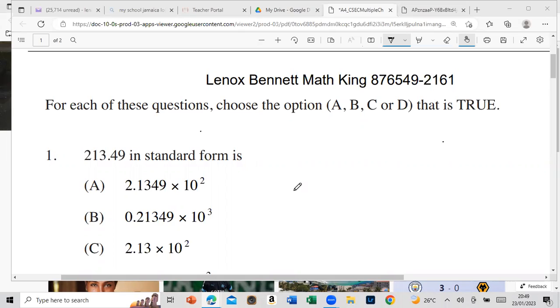Again, guys, you are always encouraged to try. Alright, so we are specifically looking at standard form. A problem that students have with standard form is that students do not know when to raise it to the positive or negative power. So hopefully this video will help you guys to alleviate that problem.